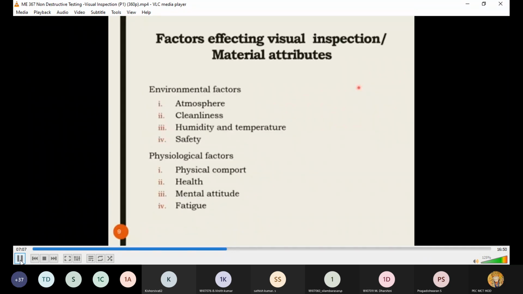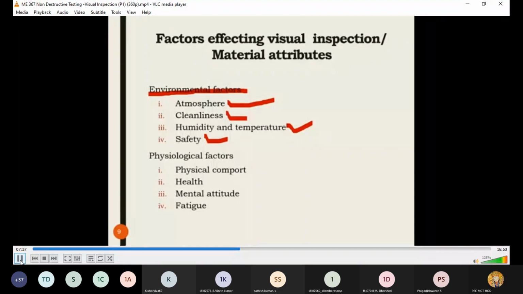Now, the factors that affect visual inspection are material attributes. First one is the environmental factors. Atmosphere plays a very important role. Cleanliness, temperature, and safety factors are also there, right? So visual inspection is first affected by the environment: the atmosphere, cleanliness, humidity, and temperature.